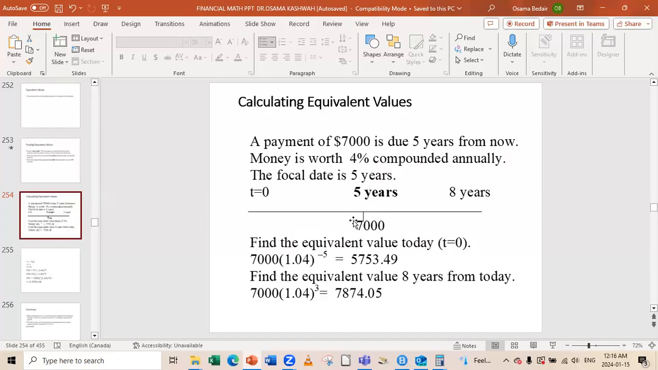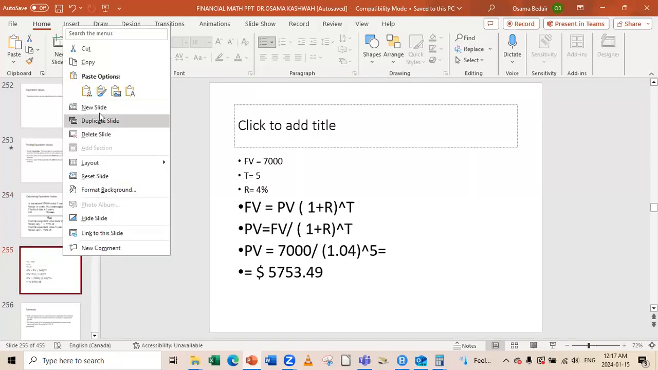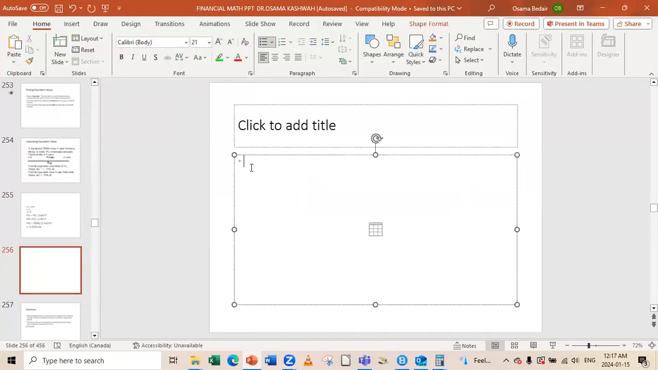Then I want the sum, the future value of this 7,000. So the second request: find the equivalent value 8 years from today. From 5 till 8, that is 6, 7 and 8, 3 years. And he wants the value after 3 years, which means he wants the sum, the future value. For that reason, now we will calculate the future value.